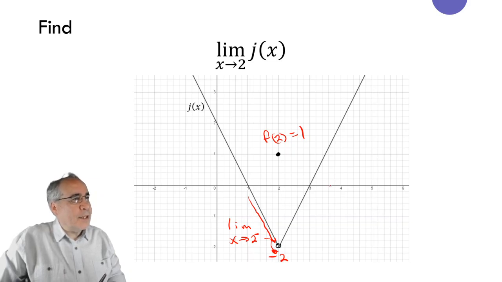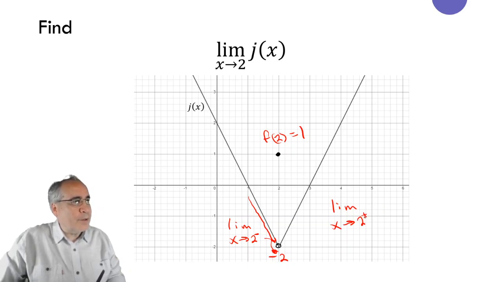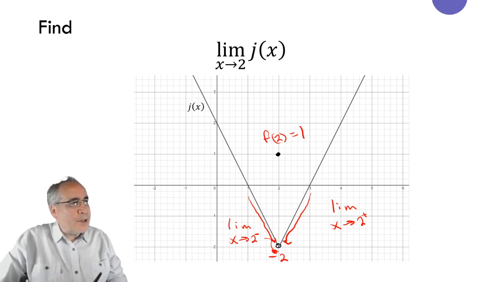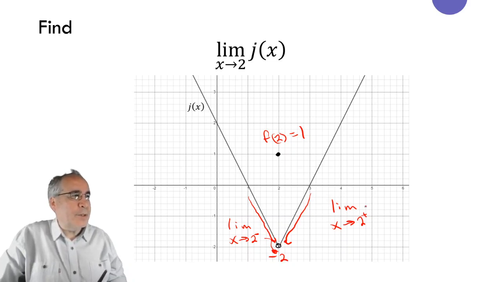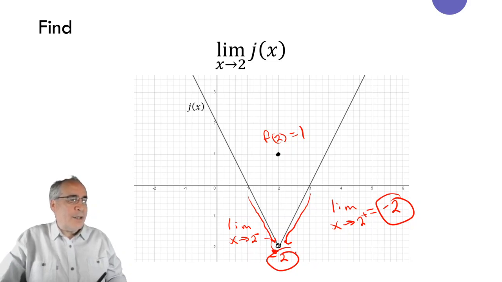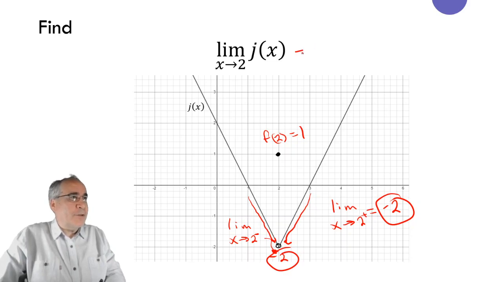Okay. The limit from the right, which we write as the limit as x goes to 2 plus, again, we follow along the graph itself. We're actually coming along. And what y value are we getting close to? Well, we're also getting close to -2. So since the right and the left limits are equal to -2, we can say that the limit is actually -2.